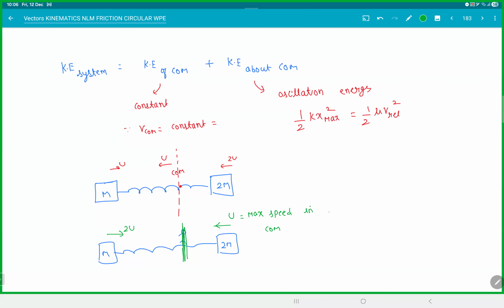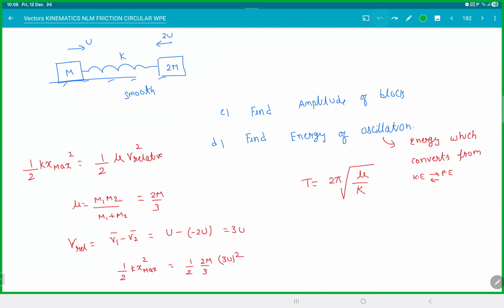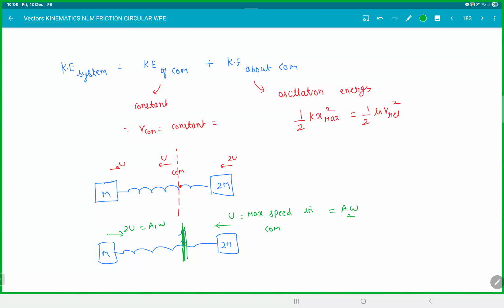And what is the maximum speed? Amplitude into omega. What is this thing then? A1 into omega. There, you get two different amplitudes. And what is omega? 2 pi by time period. What is time period? 2 pi by root over mu by k. Are you sure? So find the maximum speed in the center of mass frame. So center of mass is the one who will think both are oscillating in an SHM. In the ground frame, they're not an SHM. They're doing an SHM and they're also doing a translation. Clear with that. Only center of mass will think they're in pure oscillation, pure SHM.